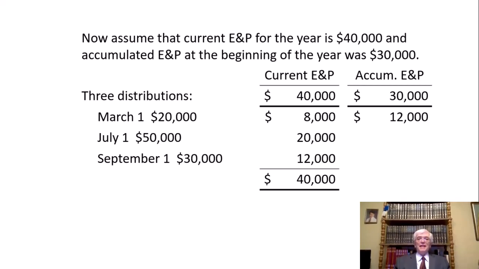Now we've got 18,000 left of the accumulated E&P. That's all coming out in July because now we have a total of 38,000 of distribution from current and accumulated earnings and profits. And then there's nothing left of accumulated E&P to distribute in September. So there's our $30,000 of accumulated earnings and profits. So the March distribution, 100% taxable. The July distribution, 38,000 taxable dividend and 12,000 non-dividend distribution. And the September distribution, 12,000 taxable dividend, 18,000 non-taxable distribution.